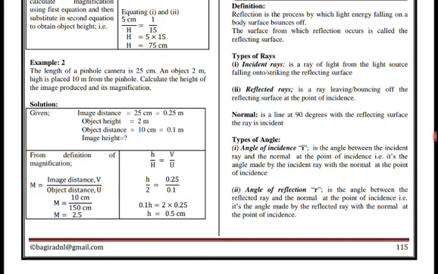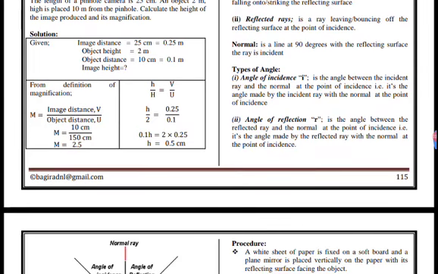Then we also have another line. It's a line, it's not a ray, it's a line. This line separates the two rays, the incident and the reflected. And this one is called the normal. The normal is a line at 90 degrees with the reflecting surface. So that line at 90 degrees is what we call the normal.